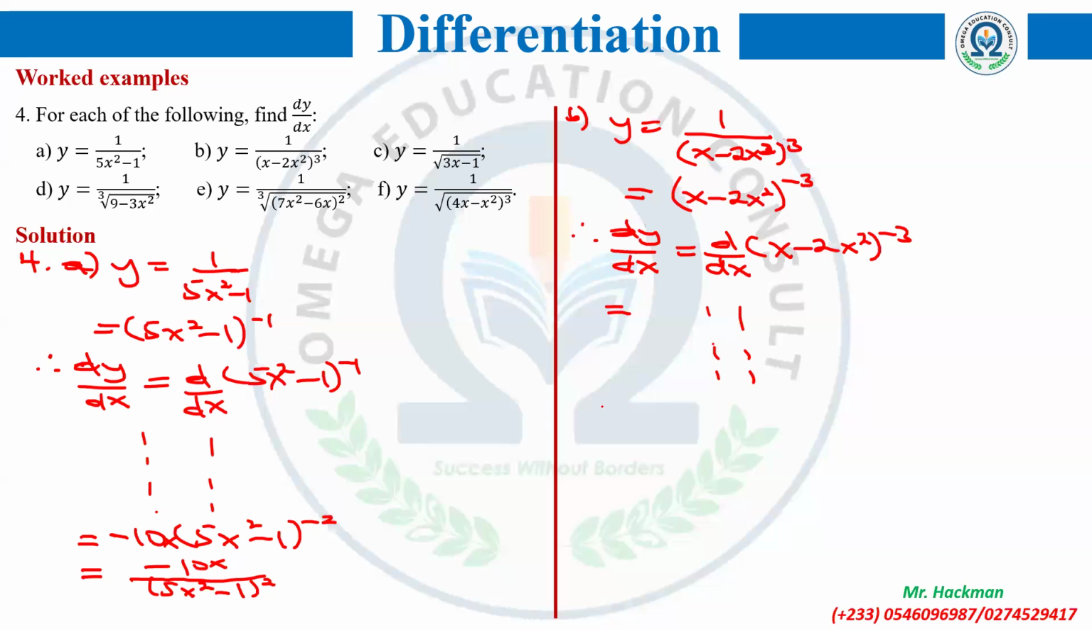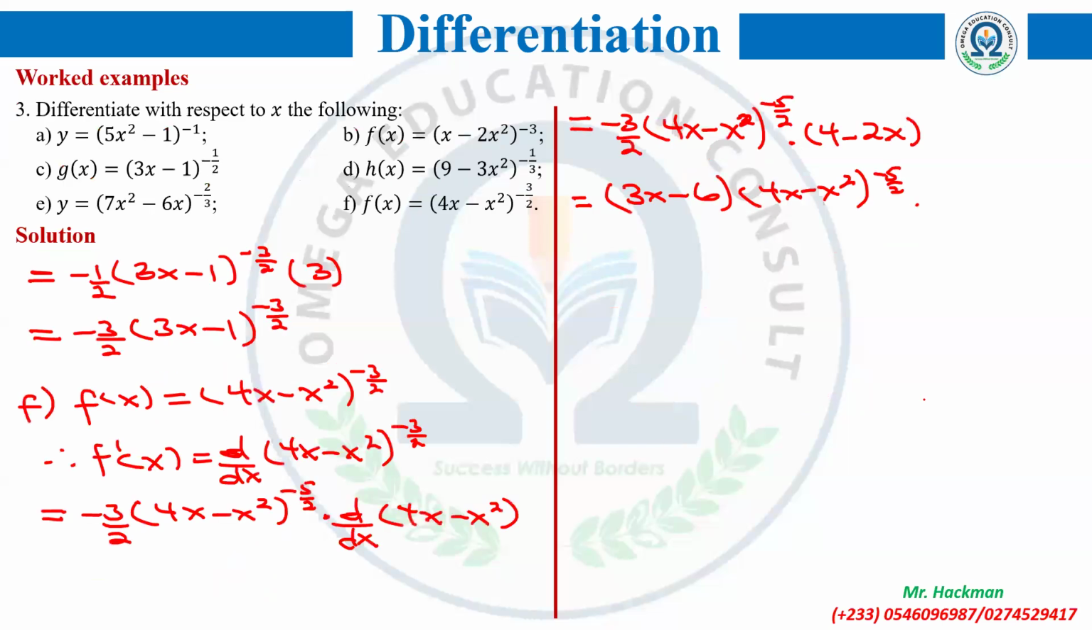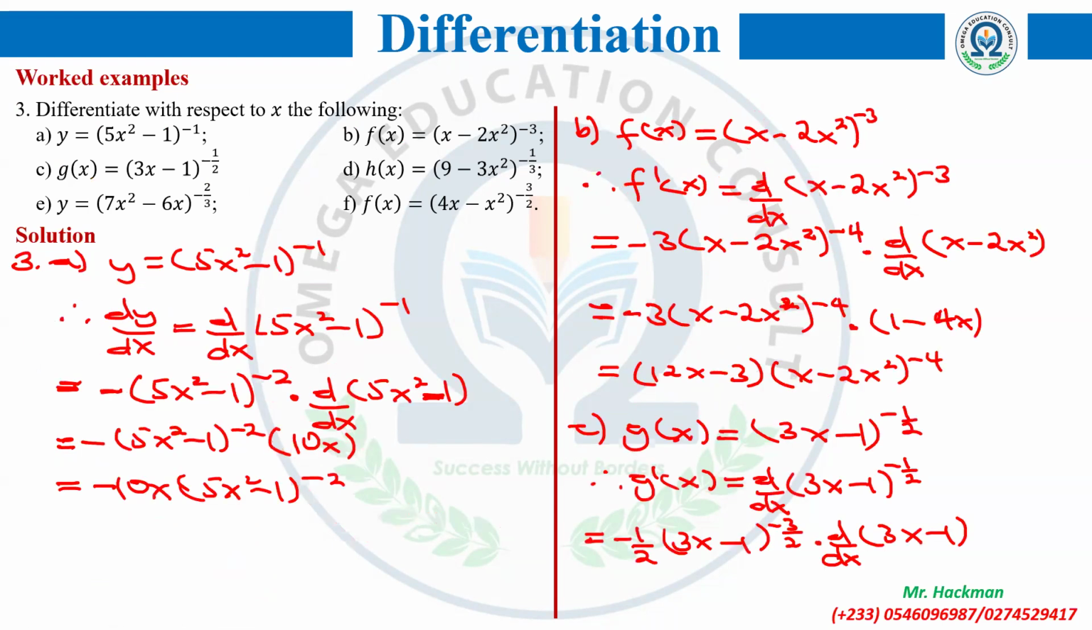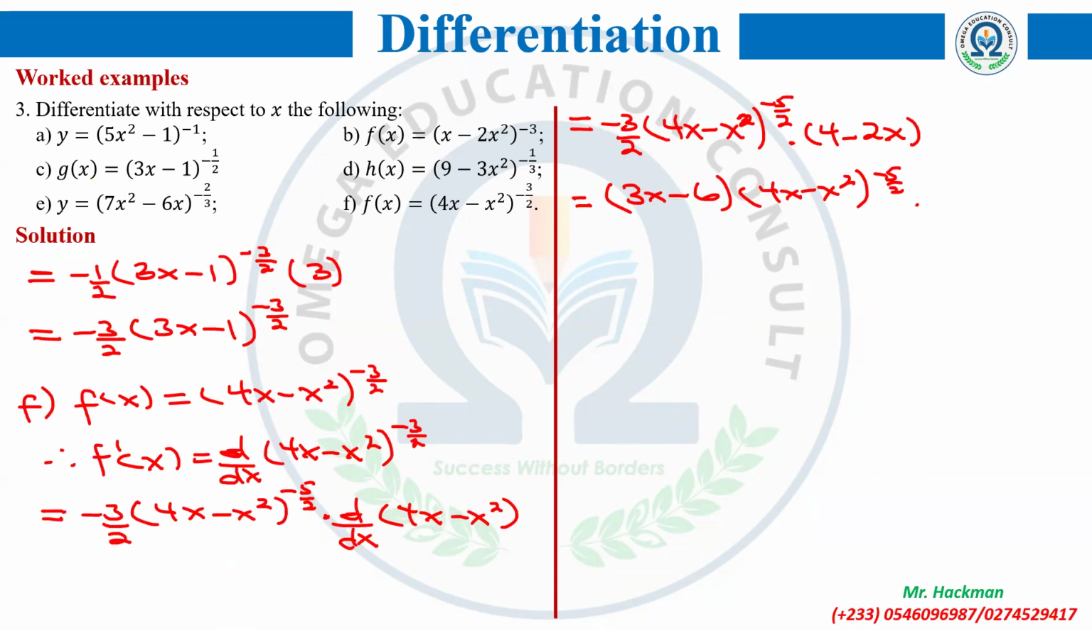So we are going to get minus 3 on 2, then x minus 2x squared, also to the power minus 3 on 2. I guess that was the result that we had. Was it the same thing? I don't think so. It was 3x minus 1. No, that wasn't it. That was the C rather. We didn't do the B. Did we do the B? Let me see. So the B ended where?